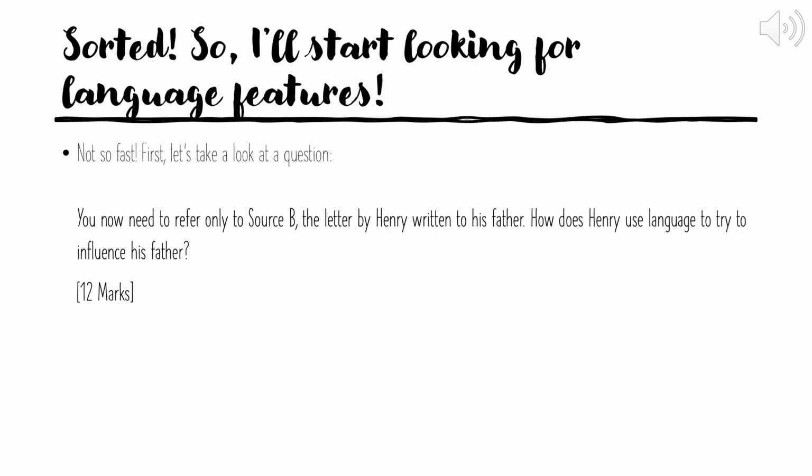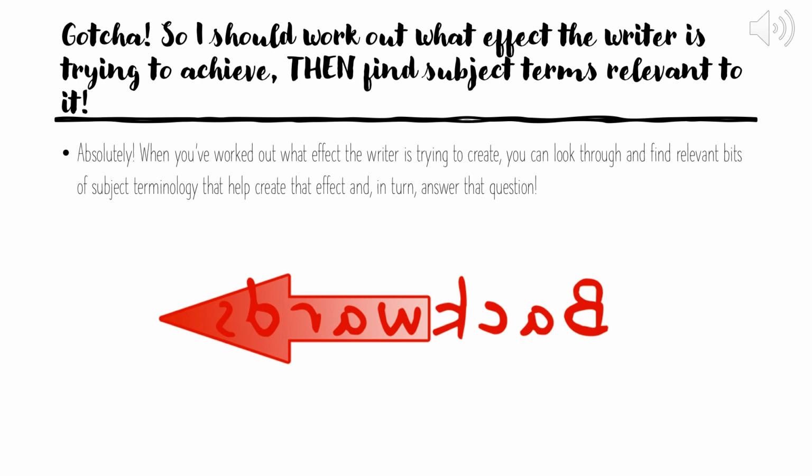And it says you now need to refer only to source B, in this case the whole source, the letter by Henry written to his father. How does Henry use language to try and influence his father? Now that's the bit we need to think about. How does Henry use language to try and influence his father? Now that you've read that question, you should be able to work out what effect the writer is trying to create. In this case, he wants to create the effect on the reader that he's trying to influence his father.